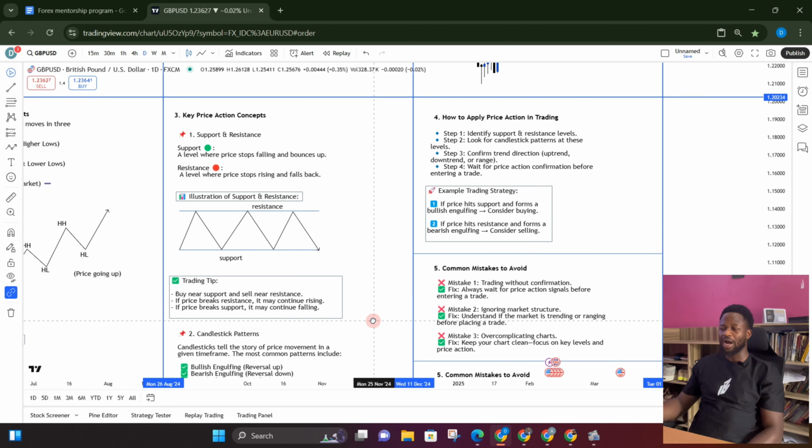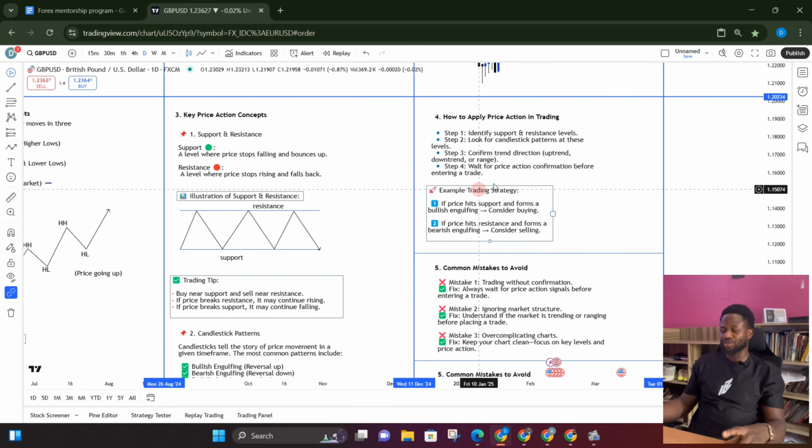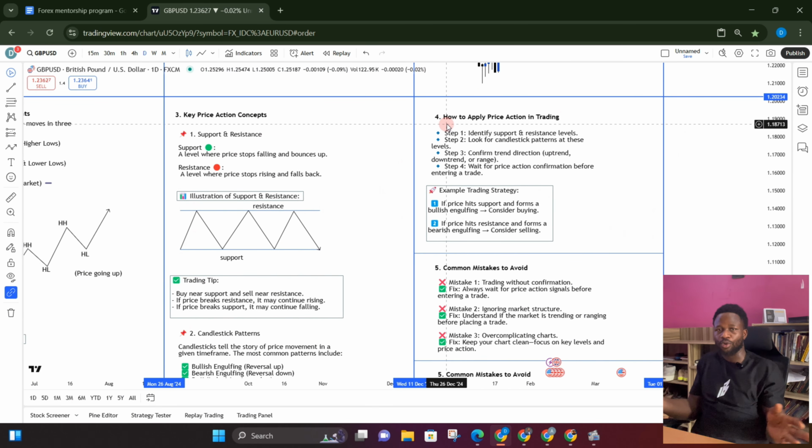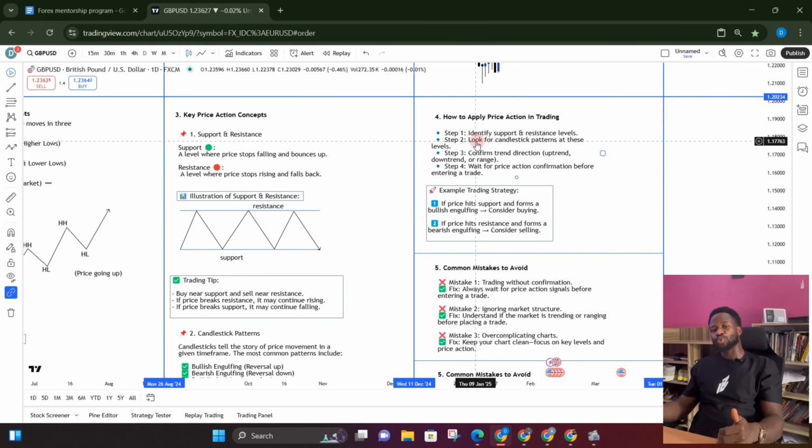Now let us move into how to apply this action in trading, because that is why you want to know them, so that you can apply them and make some money. All right, so number one is that you need to identify support and resistance levels. That's why I'm saying that this lesson brings into action the two that we have learned in the past lessons, right? So number one, you already know how to identify support and resistance levels, so you do that.